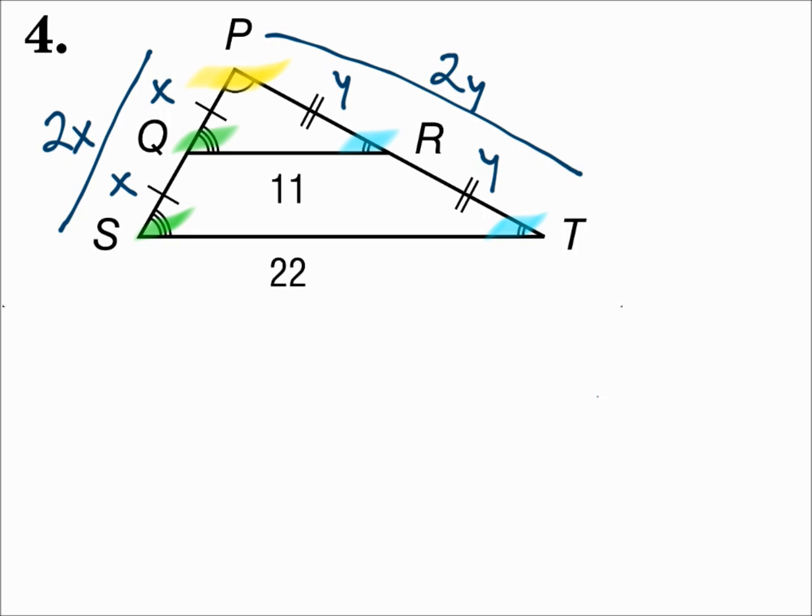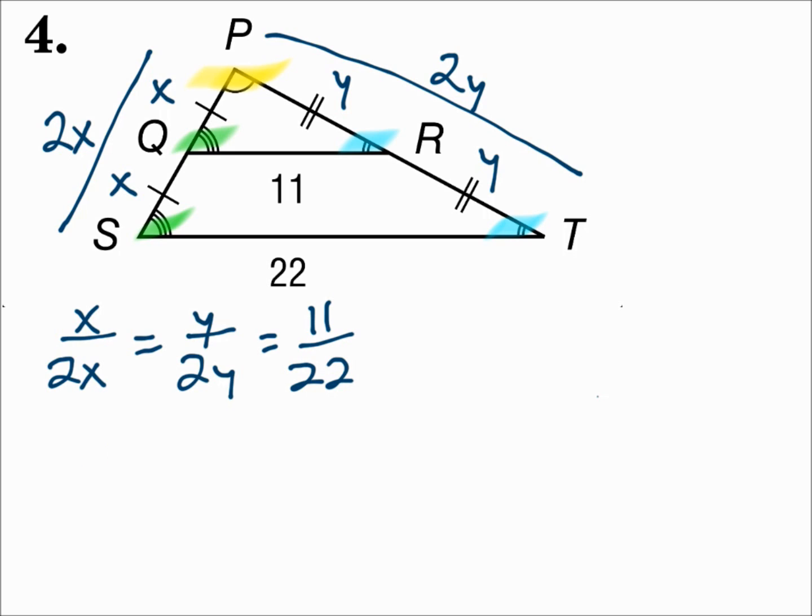So I'm comparing y on the small triangle with 2y on the big triangle. Let's see if they match up. X on the small triangle matches 2x on the big triangle. Y on the small triangle matches 2y on the big triangle. And 11 on the small triangle matches 22 on the big triangle. If these all reduce to the same thing, then the sides are proportional.